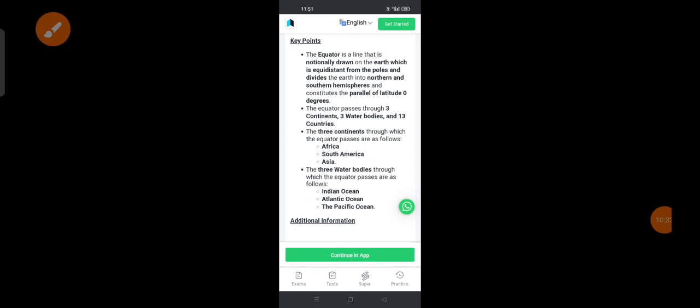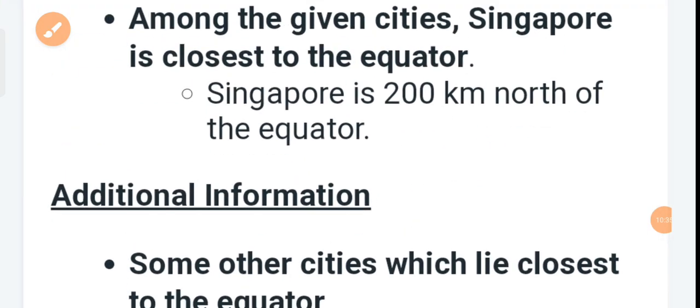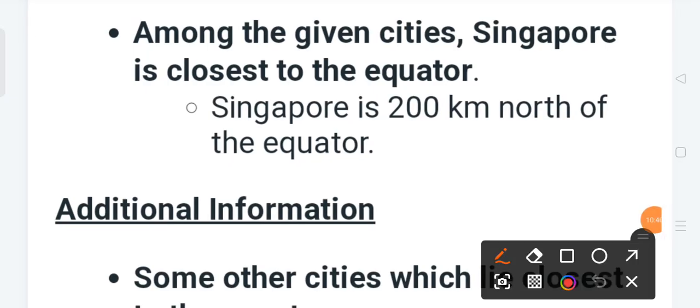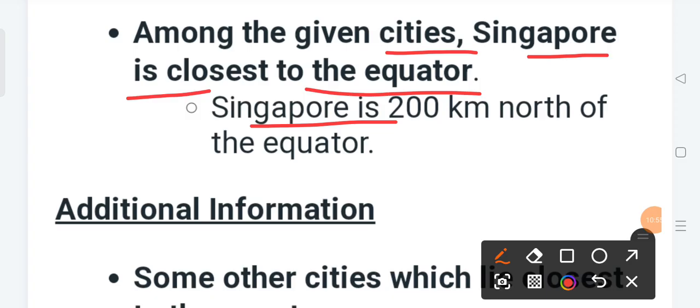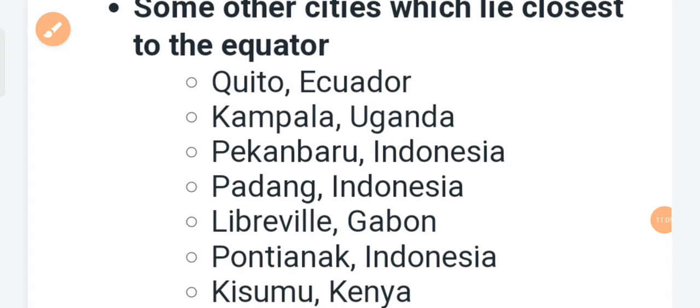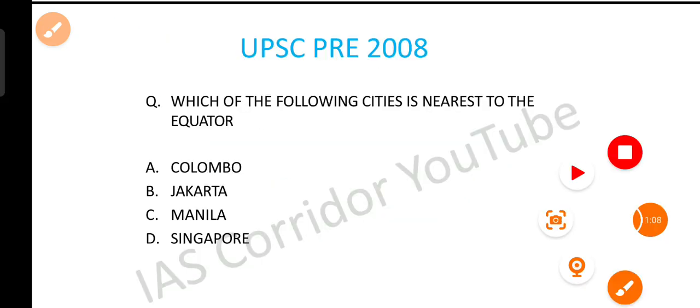Now we see some additional information also. Among the given cities, Singapore is closest to the equator. So there was a question asked in the exams, so we will see in the other questions. Singapore is 200 km from the equator. Now we look.